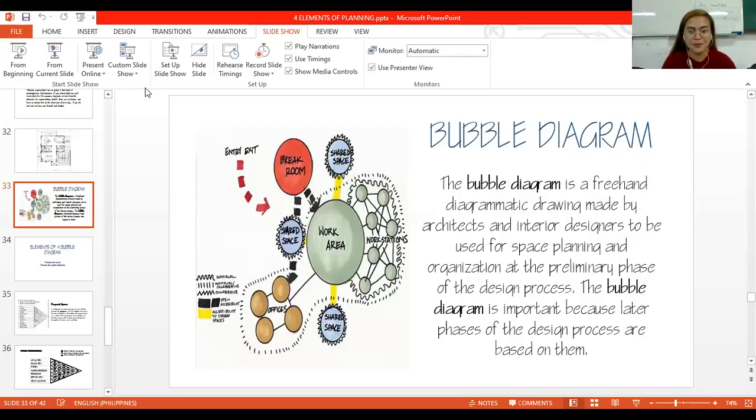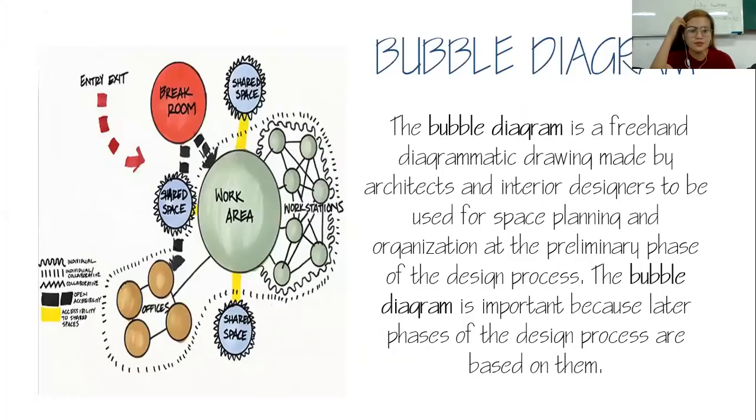Okay. So, we'll start with the bubble diagram. So, the bubble diagram is basically a tool in planning. Usually, it's used for design studies and before you come up with a plan. So, basically, this is a tool in planning and designing. And usually, it's in the pre-design phase.